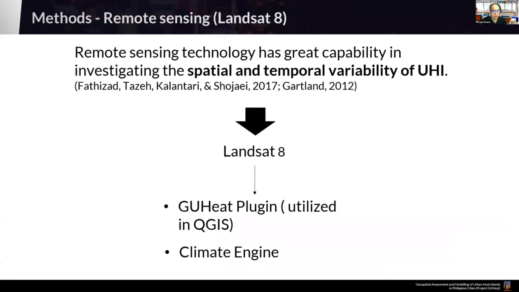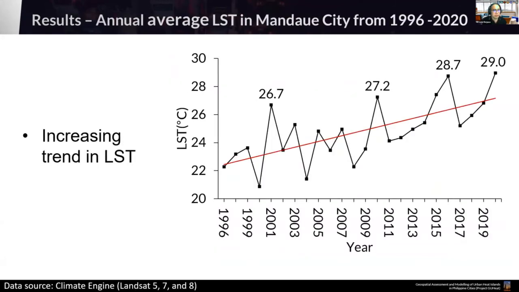In this study, we utilized the GUHeat plugin using QGIS and Climate Engine. This is a graph showing the annual temporal trend of LST in Mandaue City from 1996 to 2019. Peak average surface temperatures were observed during the years of 2001, 2010, 2016, and 2019. A peak surface temperature of 26.7 degrees Celsius was observed during 2001, while a peak surface temperature of 29 degrees Celsius was observed during 2019.